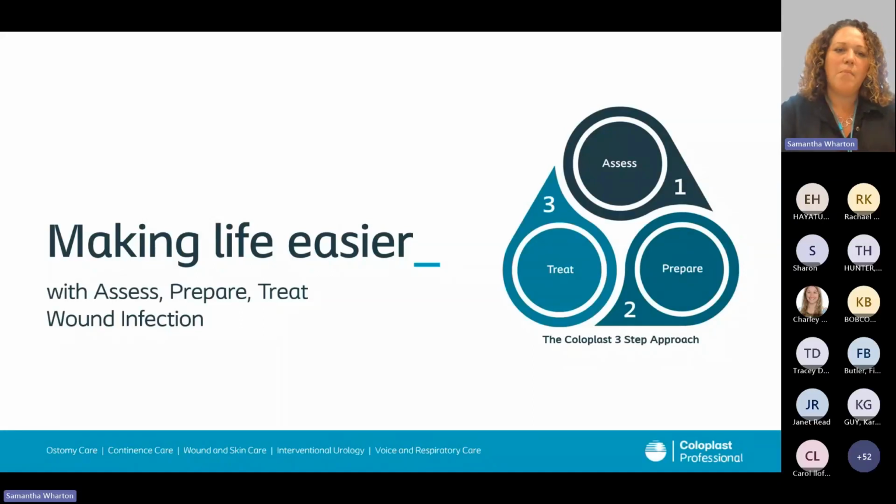So today we're looking at making life easier with assess, prepare, treat, and looking primarily at wound infection. We know as clinicians, identifying wound infection can be complicated, managing wound infection can be complicated, and hopefully at the end of the next hour, we'll give you a bit more confidence in managing infection, looking for the signs and symptoms of it, and also at the end there'll be a pathway that you'll be sent.